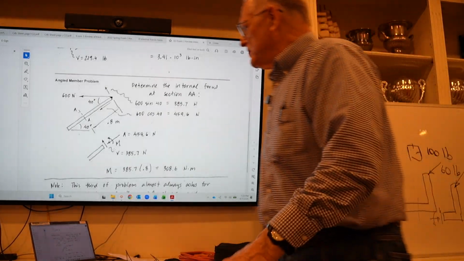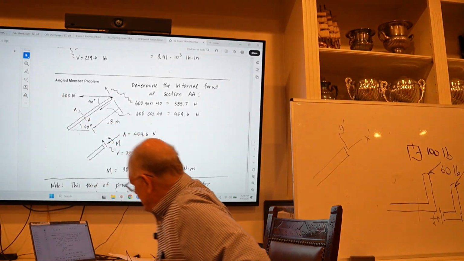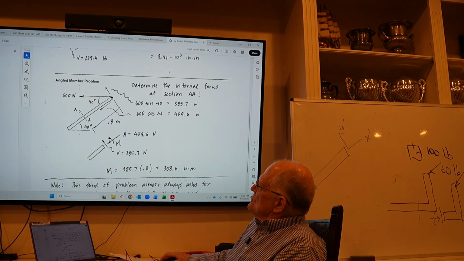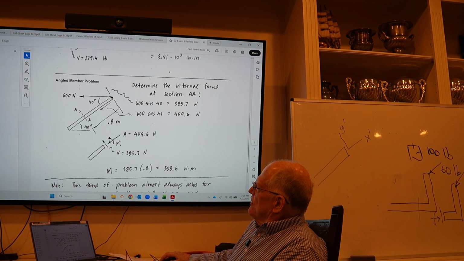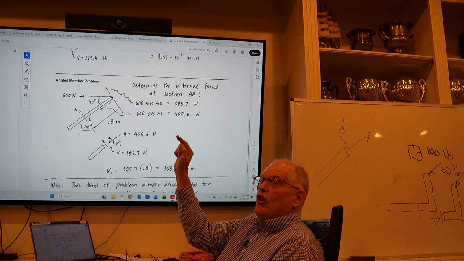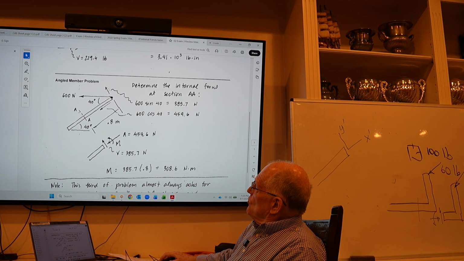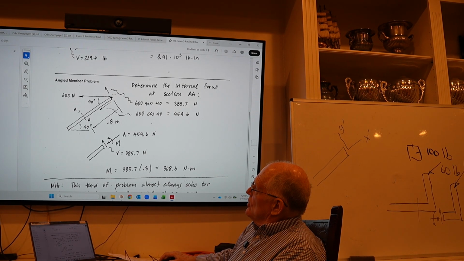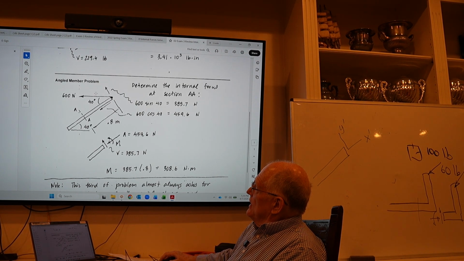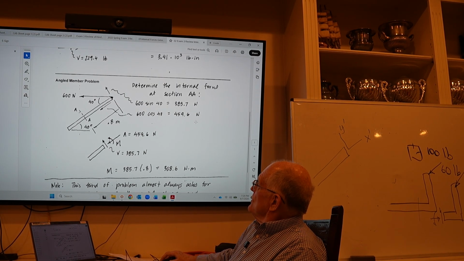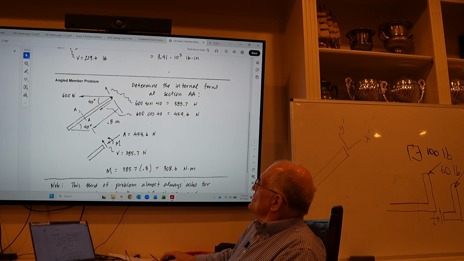Since I know the angle between this applied force and my member, and my X prime axis is going to be aligned along that member, I'm just going to resolve this 600 Newton into a component along the member and a component perpendicular to the member. So I have 600 cosine 40, which is 459.6, which is this guy. And then 600 sine 40, which is this guy, which is 385.7.